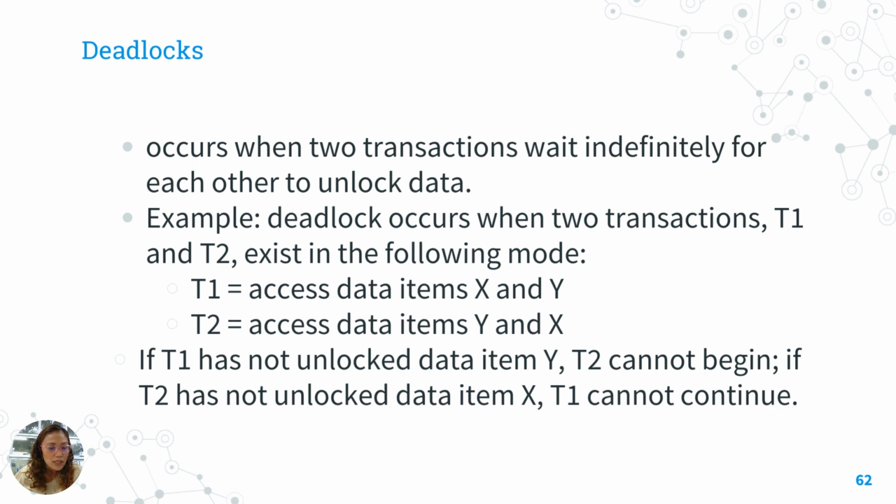However, T1 did not release the lock for X, and T2 did not release the lock for Y. So T1 now is waiting for T2 to release the lock of Y, and T2 is waiting for T1 to release the lock of X. The waiting period there will cause deadlock because no transaction released the lock of the data item that the other transaction requested. So that results in deadlock.